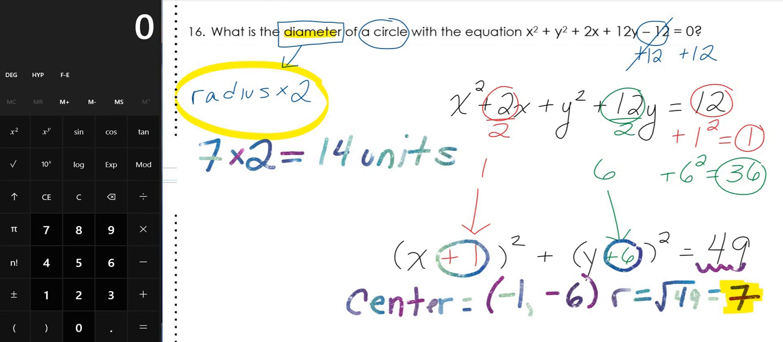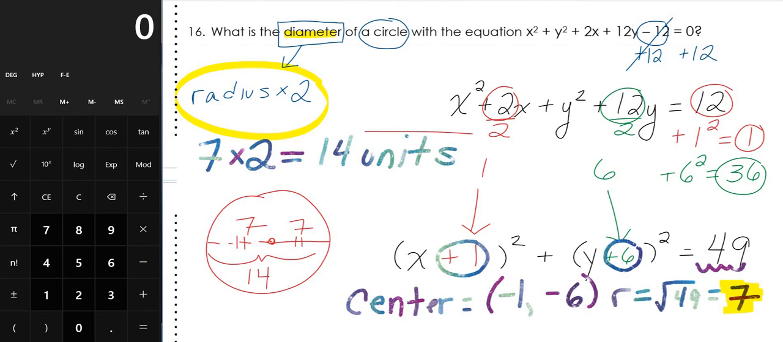So just as a quick visual, what you had is you had a circle that had a radius of 7, but they wanted the diameter. So you had to get the whole thing. And these two pieces are equal. They're both 7. So your whole diameter is 14. 14 units. And that completes page 3.